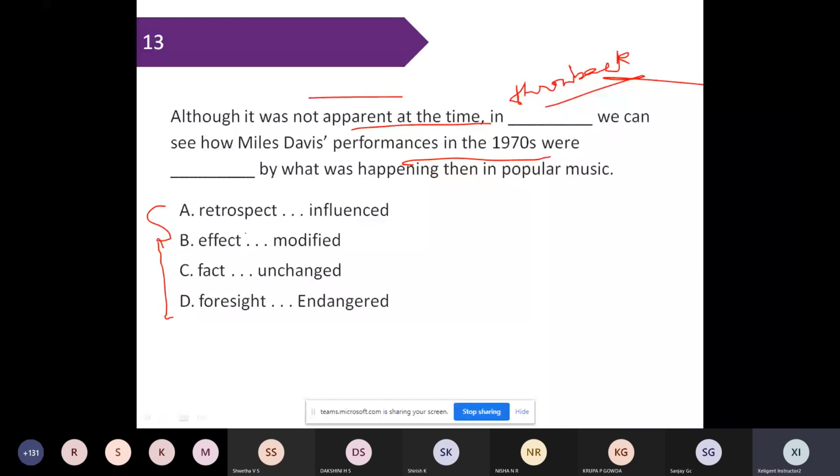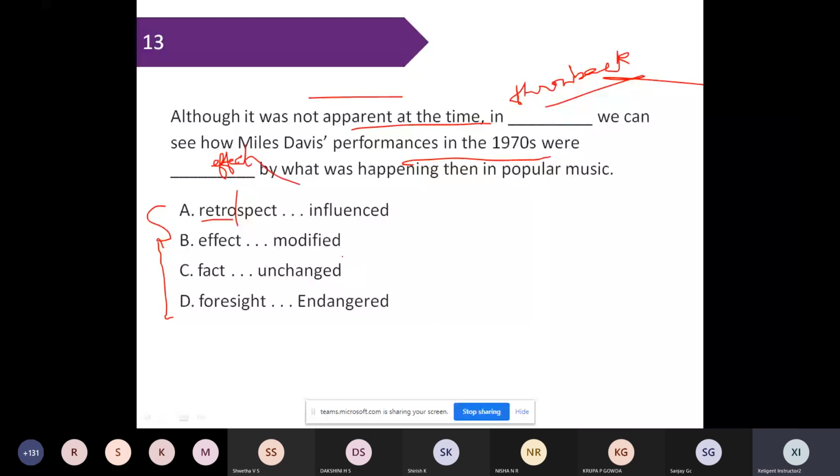Retrospect, if you split, you get retro. Retro means long back, 1970s, 80s, the past. Okay, so that's retro. That would be the best word to suit here. So in retrospect, we can see how Miles Davis performances in the 1970s were influenced by what was happening then in popular music. Okay, actually effect has to come to this sentence. I mean the second blank is replaced by the actual word influenced.